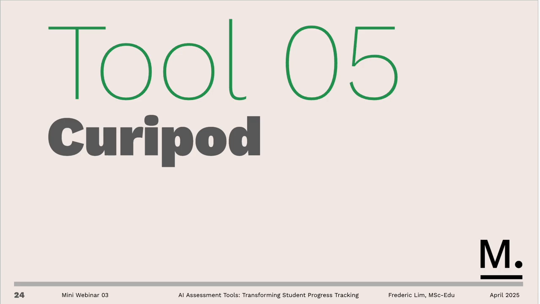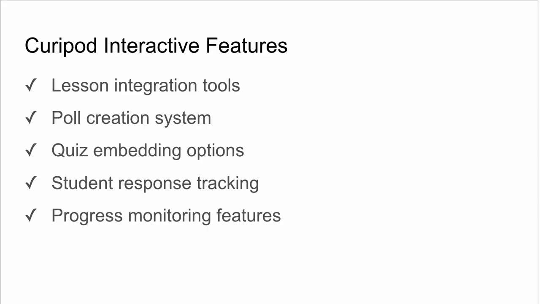Tool 5 is CurryPod. This is the interactive features of CurryPod. Lesson integration tools. CurryPod fits easily into your existing lessons. We have a demo video also. You can add interactive elements to your Google Slides or PowerPoint. You can create polls quickly to ask students questions during class.